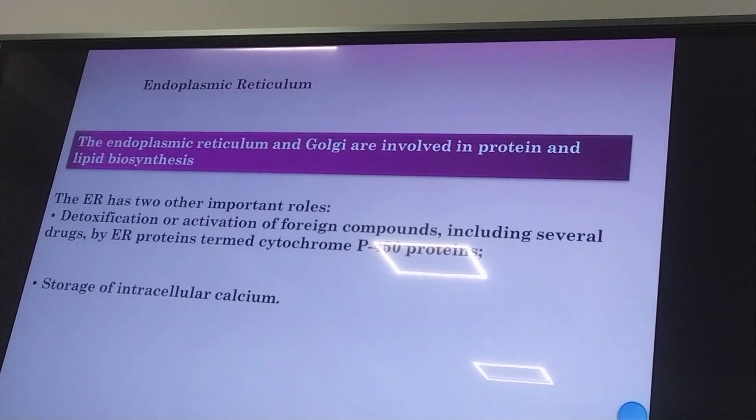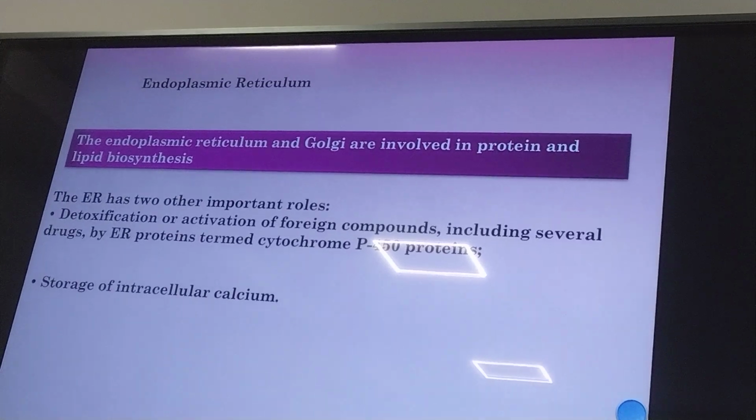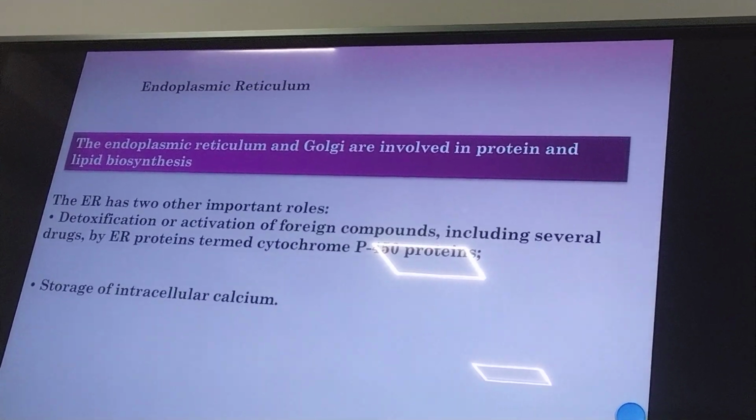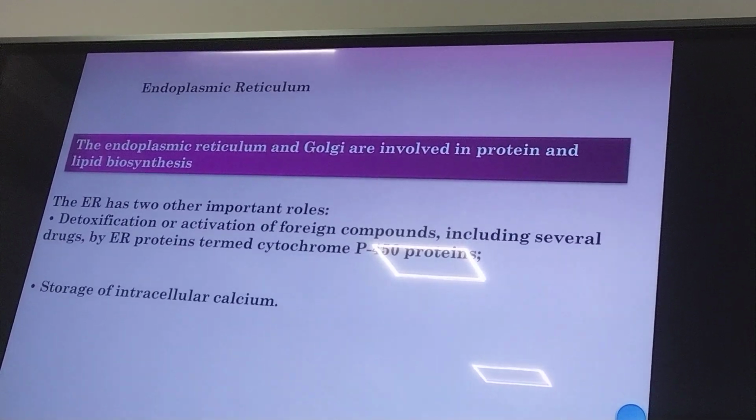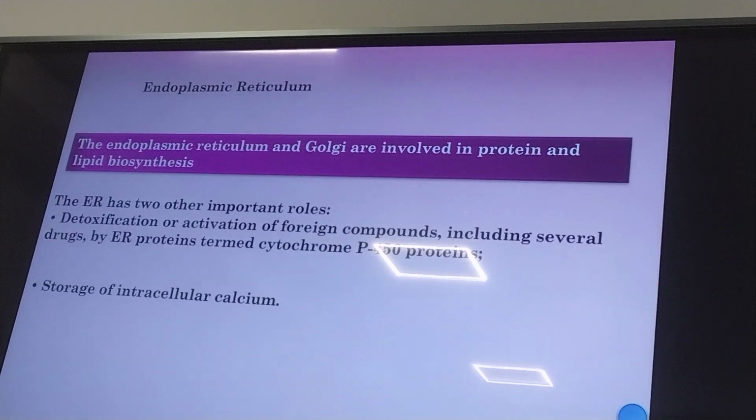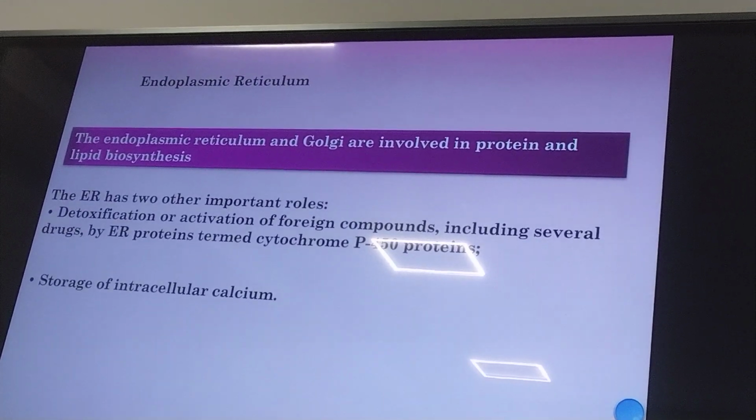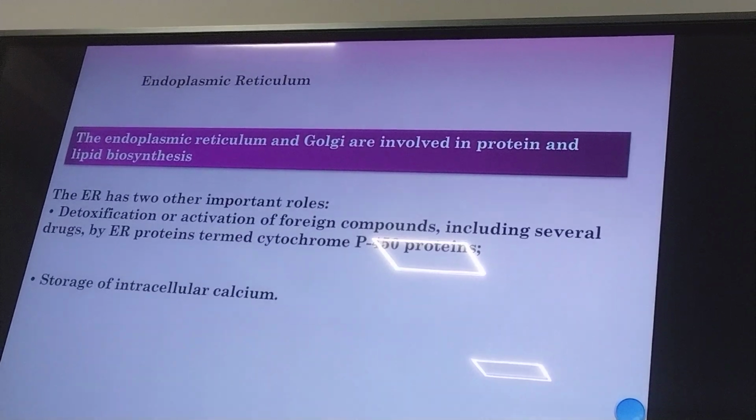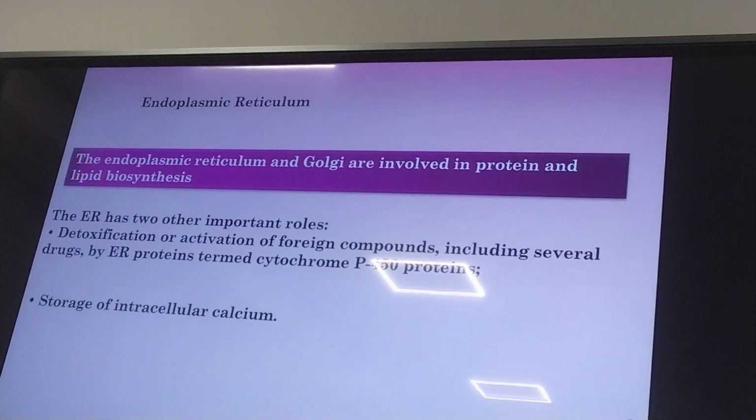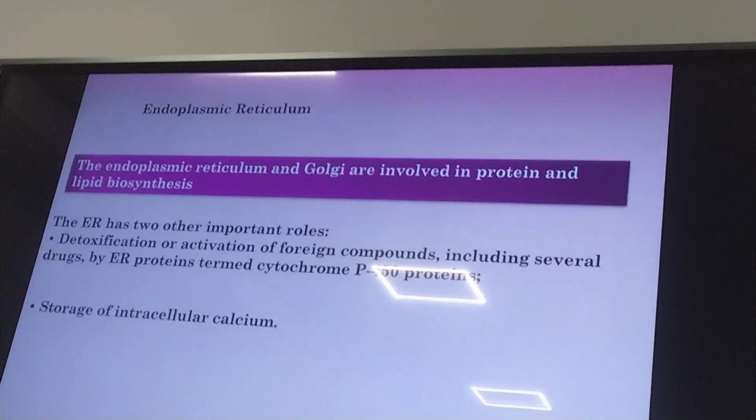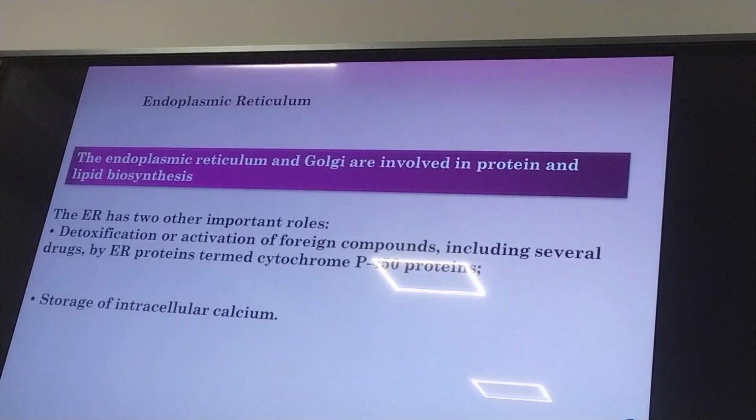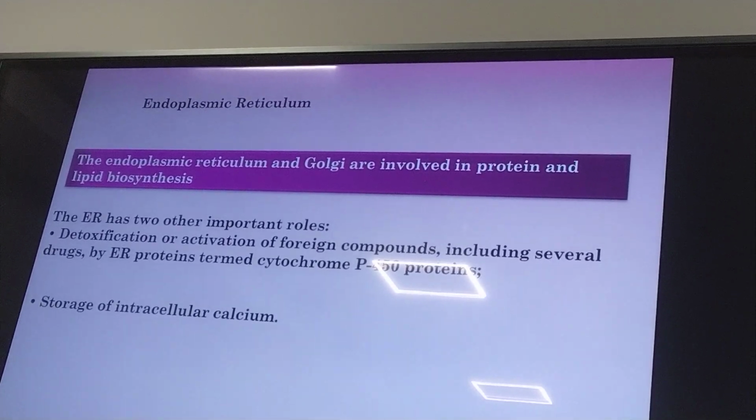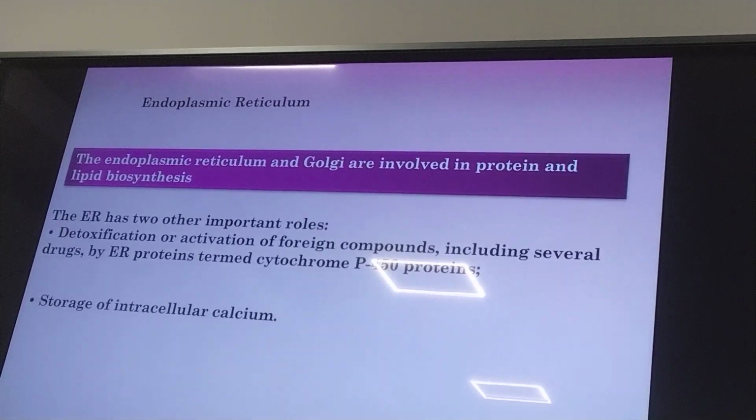For example, the liver cells contain a lot of smooth endoplasmic reticulum, so their function is detoxification and deamination also. There are a few important roles of the endoplasmic reticulum, including the detoxification or activation of foreign compounds, including the drugs that we talked about in the liver, and also kidneys too.